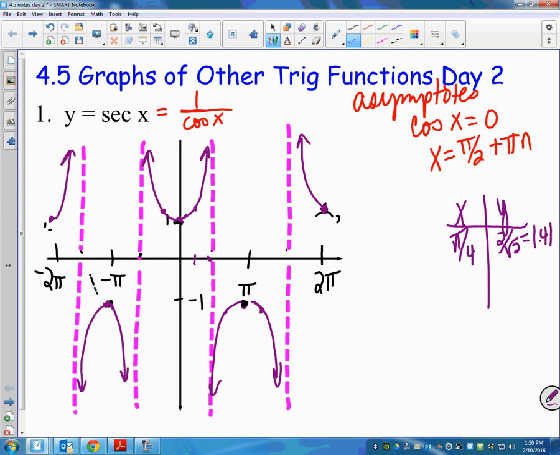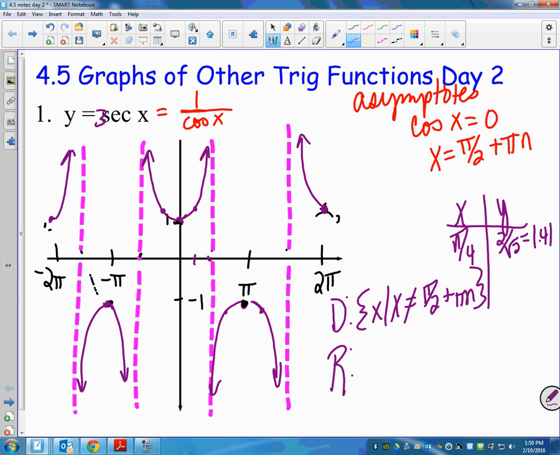What happens if there's a number in front? Yeah, so instead of starting at 1, if there was a 3 in front of this, that wouldn't start until up at 3, because think about cosine would be between -3 and 3, so it would be above that. The domain of this is exactly like the domain of tangent. It's everywhere but where the asymptotes are.